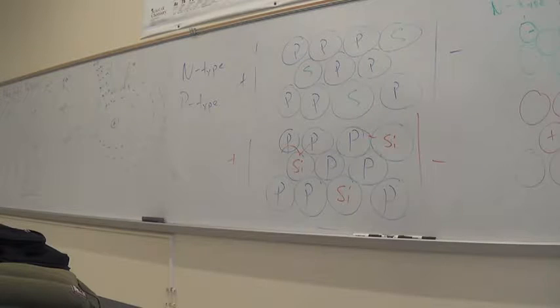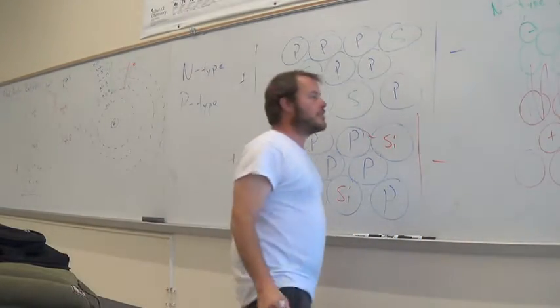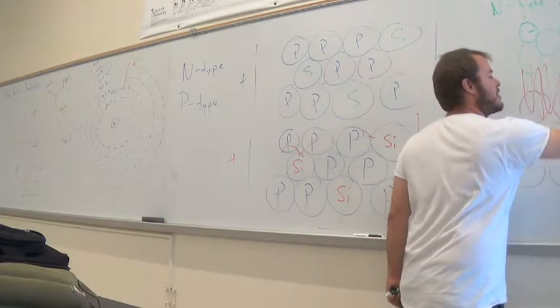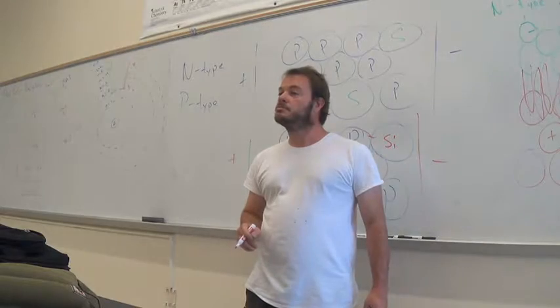If we sandwich these 2 materials together, we take a P-type dopant, a positive type dopant, and an N-type dopant, and we bring them together so that they're physically in contact. What happens is that in this region right here, the positive charge and the negative charge kind of act to cancel each other out. And so this region ends up right at the point of contact being relatively neutral.